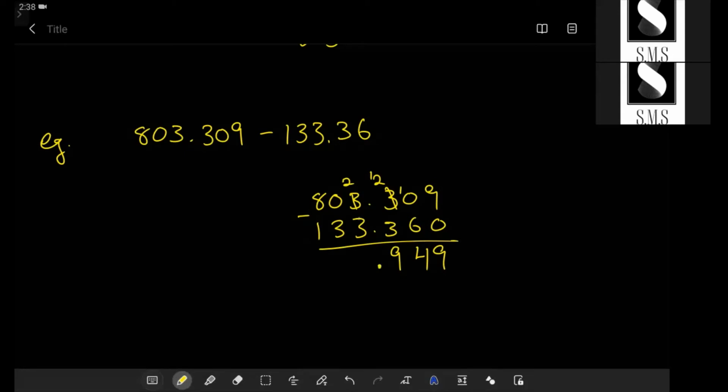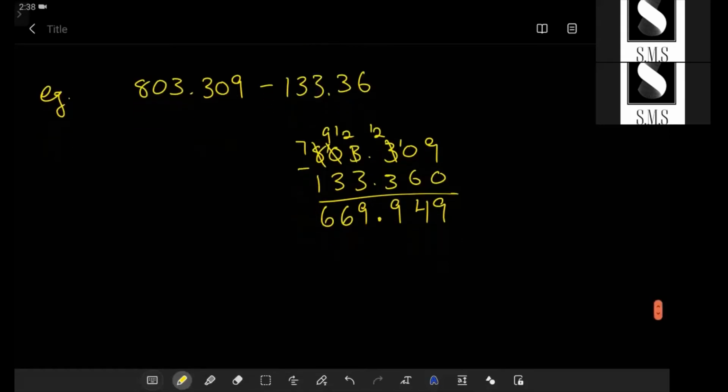2 cannot subtract 3, so we cannot borrow from 0 because 0 doesn't have anything. So we have to borrow from the 8. So that will bring us 8 as 7. We borrow from this, change it to 9. So we have 12 minus 3 again is 9. 9 minus 3, it is 6. And 7 minus 1, it is 6. So 669.949. That is our answer.